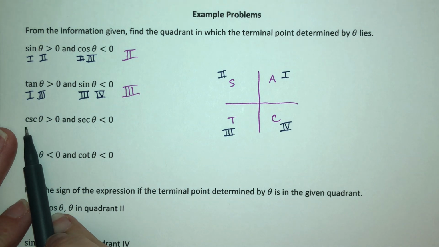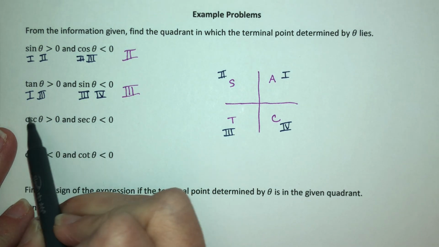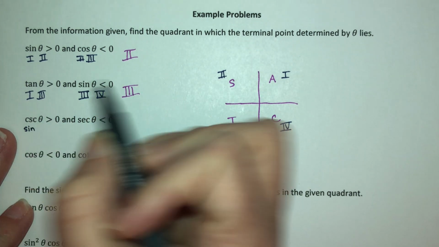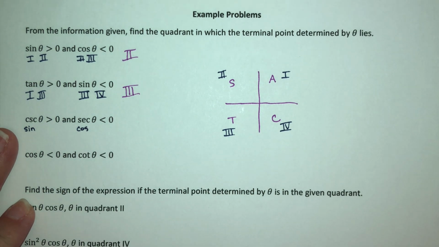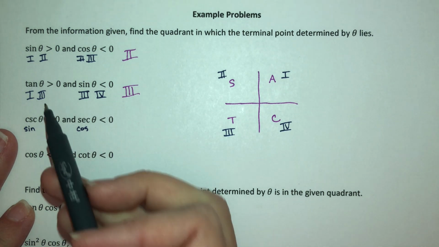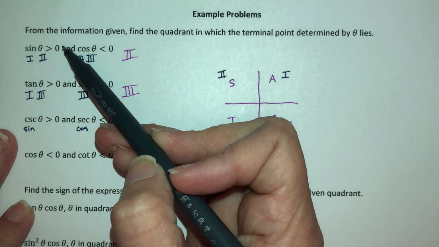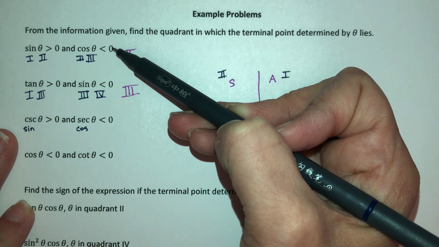Here, cosecant is positive. Now remember, these are reciprocal functions, cosecant and secant. And cosecant goes with sine, and secant goes with cosine. So basically we're being asked, when is sine greater than 0 and when is cosine less than 0? Well, look right up here. Sine greater than 0. Cosine less than 0.